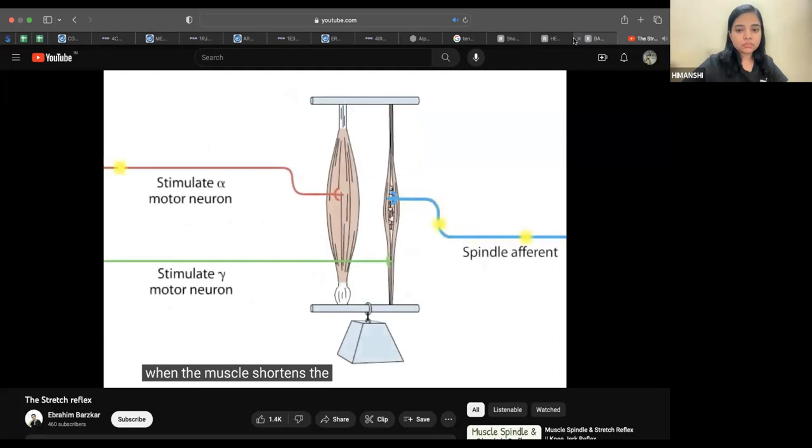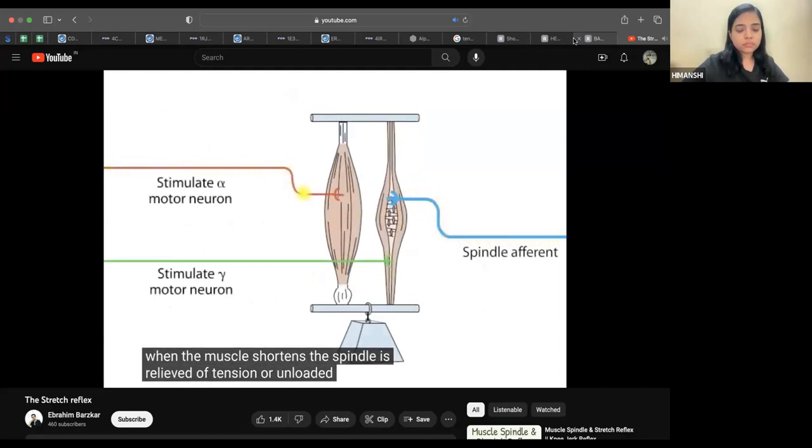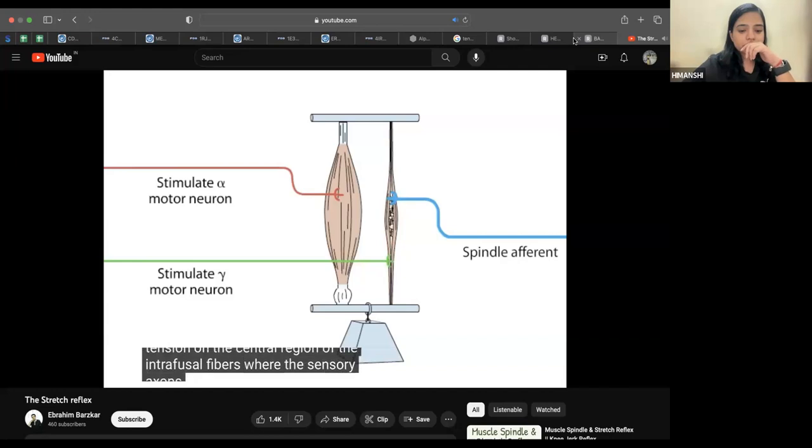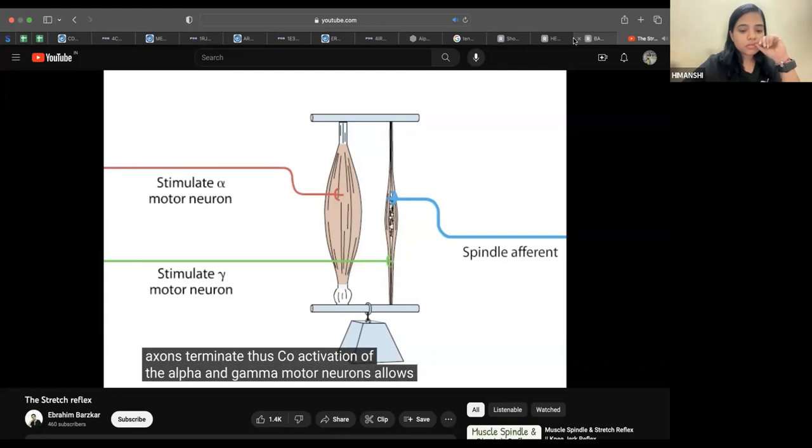When the muscle shortens, the spindle is relieved of tension or unloaded, and the sensory axons that innervate the spindle might therefore be expected to stop reporting information about muscle length. However, gamma motor neurons become activated at the same time. These neurons terminate on the contractile poles of the intrafusal fibers, causing them to contract, thereby maintaining the tension on the central region of the intrafusal fibers where the sensory axons terminate. Thus, co-activation of the alpha and gamma motor neurons allows spindles to function at all muscle lengths during movements and postural adjustments.